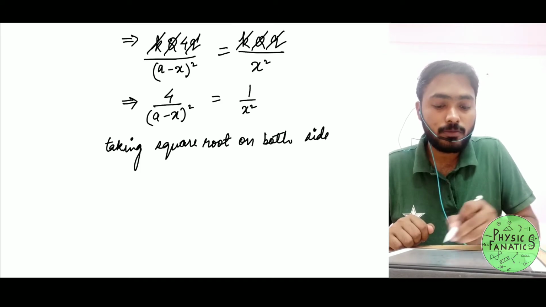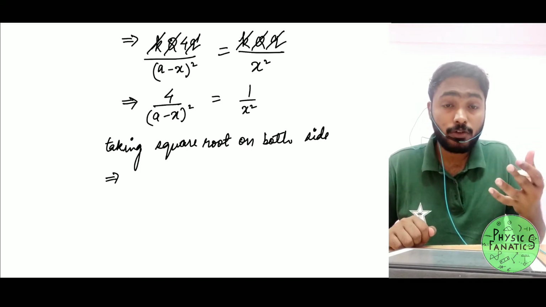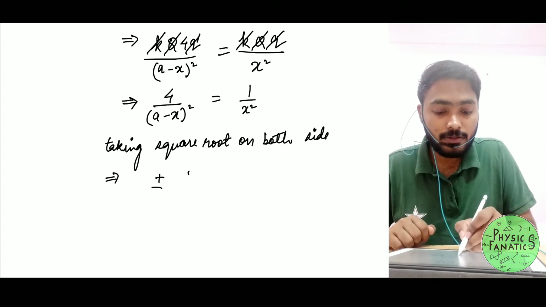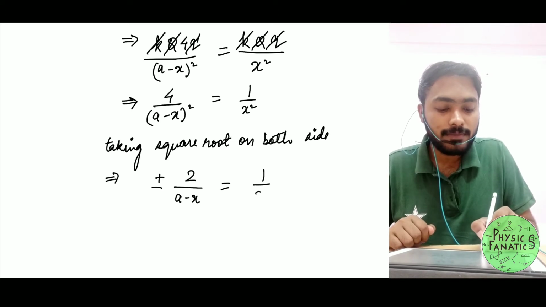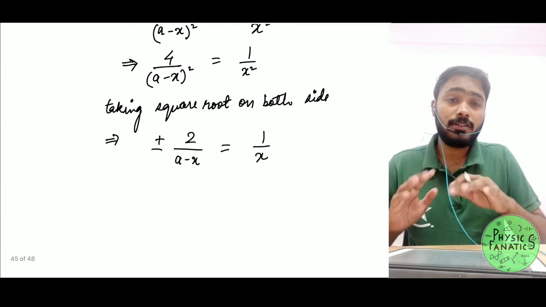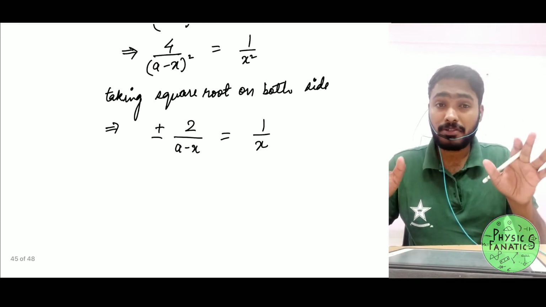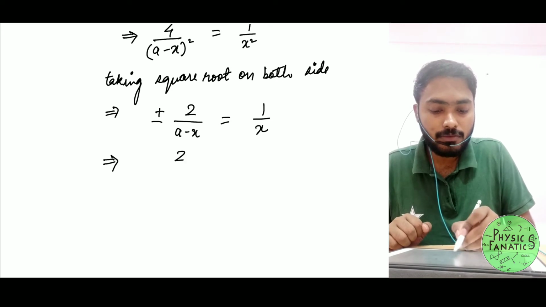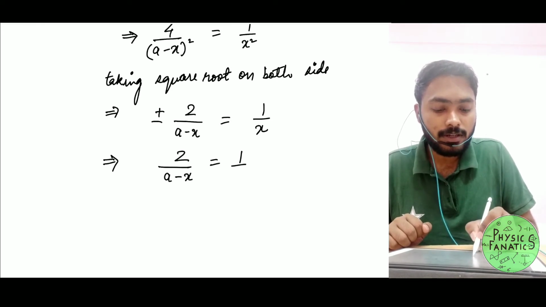So I'm going to take square root on both sides. The moment I take square root on both sides, I'm going to get two roots here, plus minus 2 upon a minus x is equal to 1 upon x. I'm going to talk about only the positive root. The negative root does not affect me, so I'm omitting the negative root, and I'll get 2 upon a minus x is equal to 1 upon x.